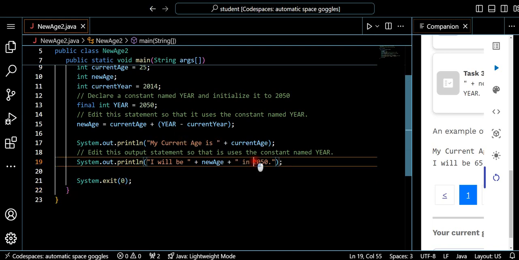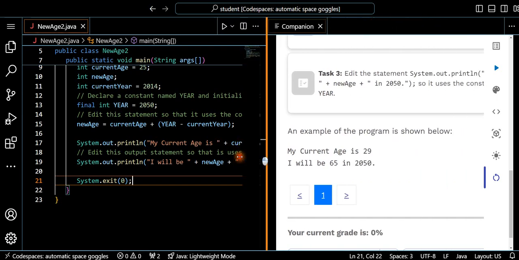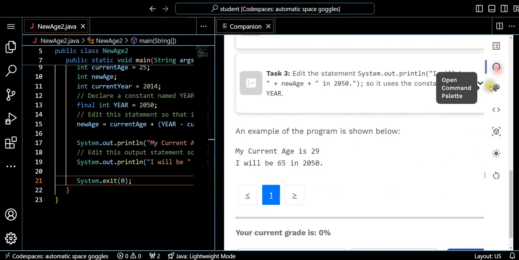Change this to year. Make sure it's all caps. So once you initialize 2050 to this constant, anytime you use year, it'll mean 2050 anywhere you put it. And so that's why it's constant. So let's go ahead and run this and see what we got.